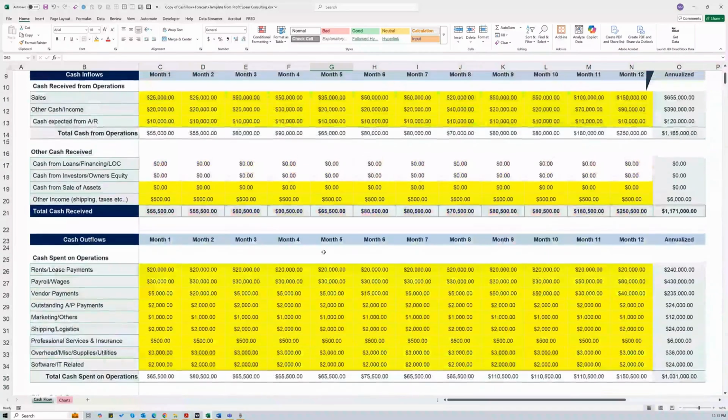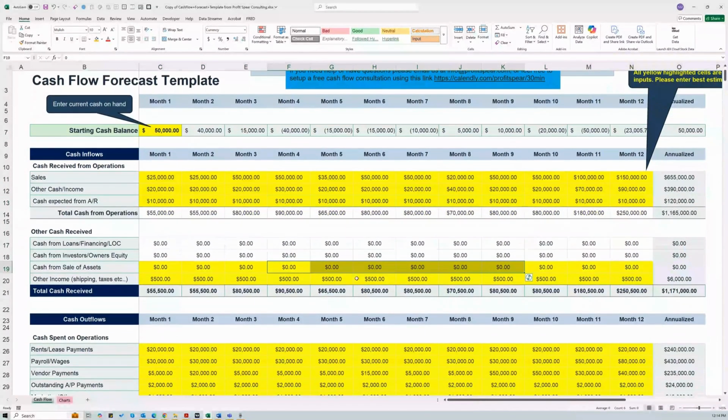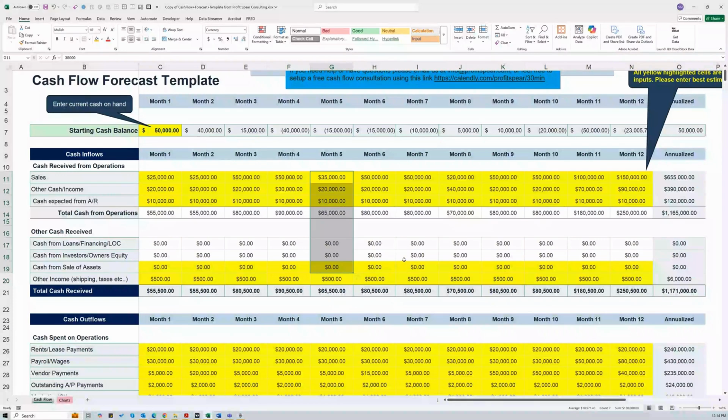So let's start from the beginning. Go ahead and input your cash on hand in the first section up here on the top. Once you do that, go ahead and include all of the cash coming in from sales, from any other sources of income, from any kind of outstanding invoices out there, accounts receivables, any sales of assets, any shipping revenues, anything like that. Go ahead and include that. And if there is something that you think is unique to your business, go ahead and insert a column, insert a row, and put that particular line item there.